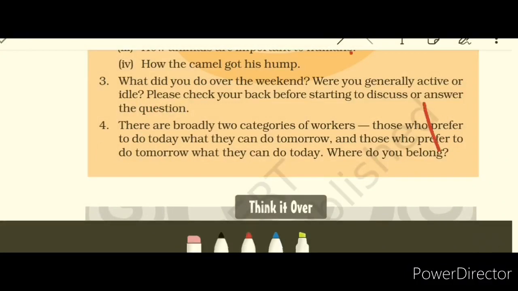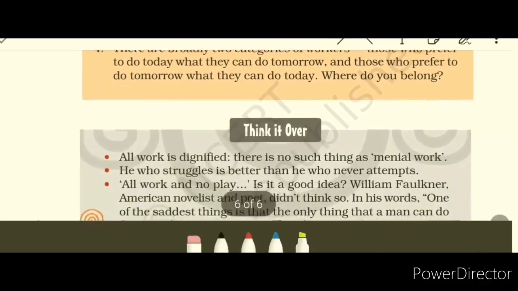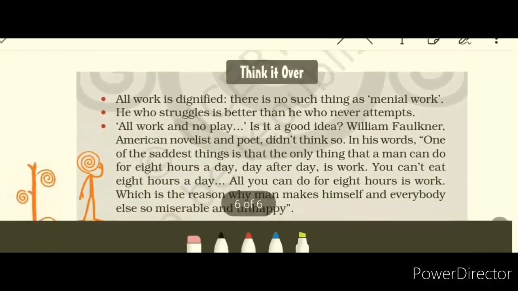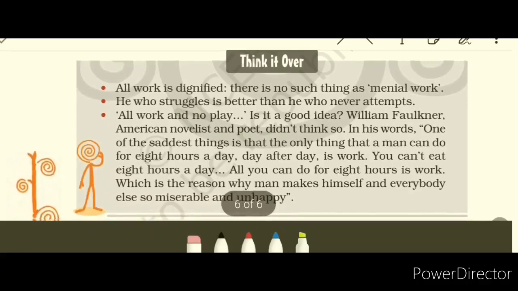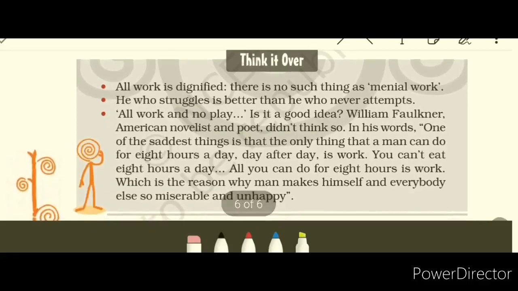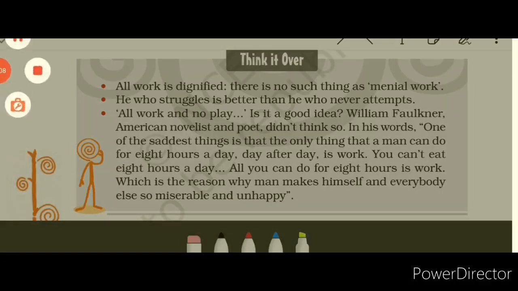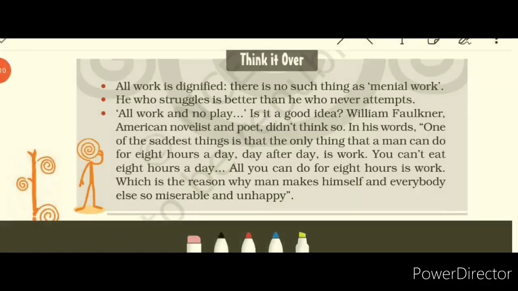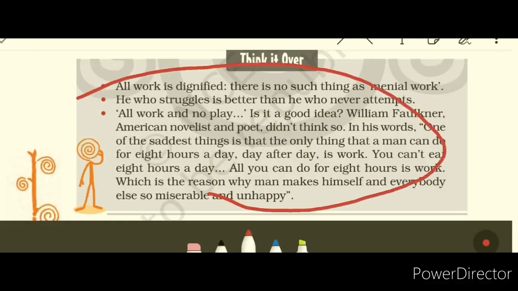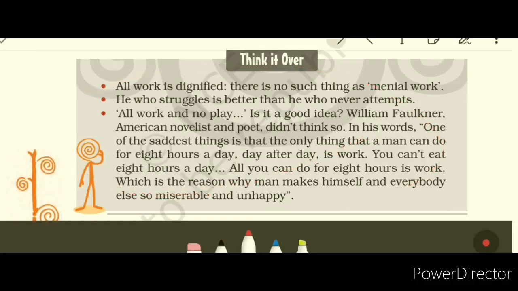Moving on. Think it over. All the work is dignified. There is no such thing as menial work or small work. He who struggles is better than he who never attempts. Okay. Struggling is considered better. So this is a simple section or segment, class. So all work, no play. It's a good idea, William Faulkner. So just go through this. Find more about this story.